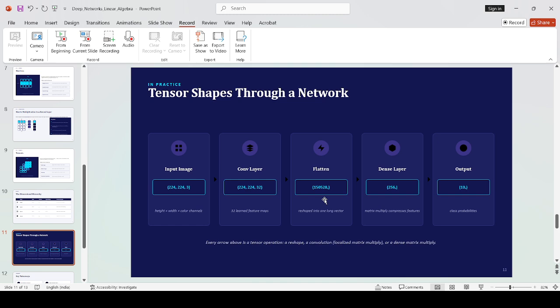Let us see how data flows through a neural network. Suppose we start with an input image of size 224 by 224 with 3 color channels. After passing through a convolutional layer, the image is transformed into 32 feature maps. Next, the feature maps are flattened into a long vector. This vector is then passed to a dense layer, where matrix multiplication extracts the most important features. Finally, the output layer produces class probabilities for prediction. This example shows that every stage of a neural network involves tensor operations such as reshaping, convolution, and matrix multiplication.